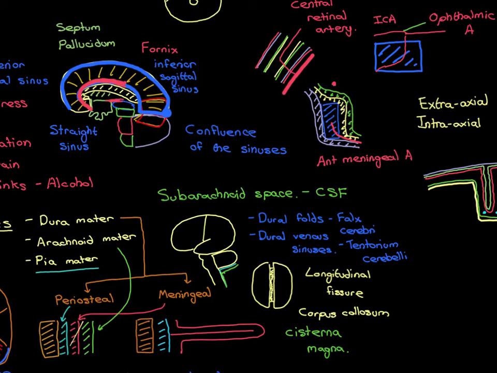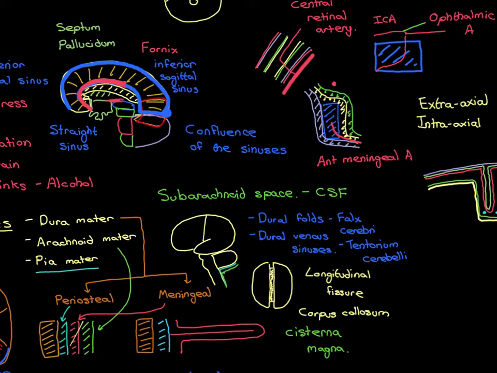It can't go lower than the corpus callosum because the corpus callosum is covered by pia mater. So to stay in the subarachnoid space, it has to stay above the corpus callosum. Now, this anterior cerebral artery gives off several major branches. Well, actually, it gives off loads and loads of branches. I'm going to tell you some of the major branches it gives off.